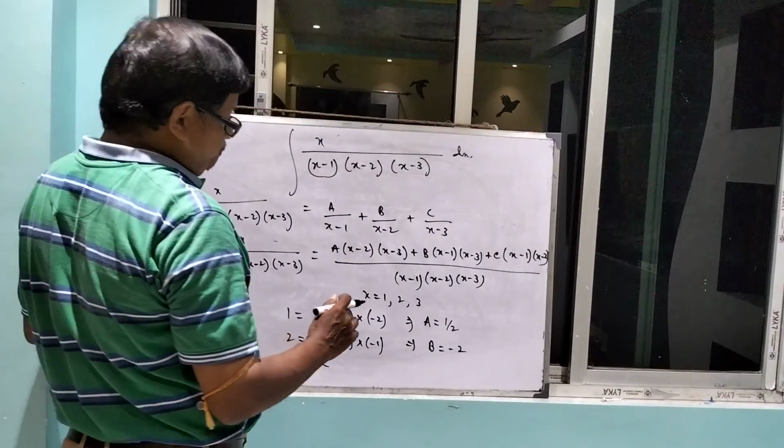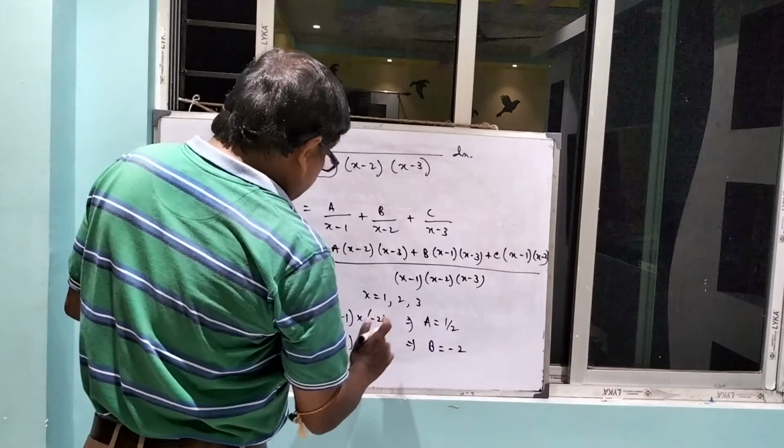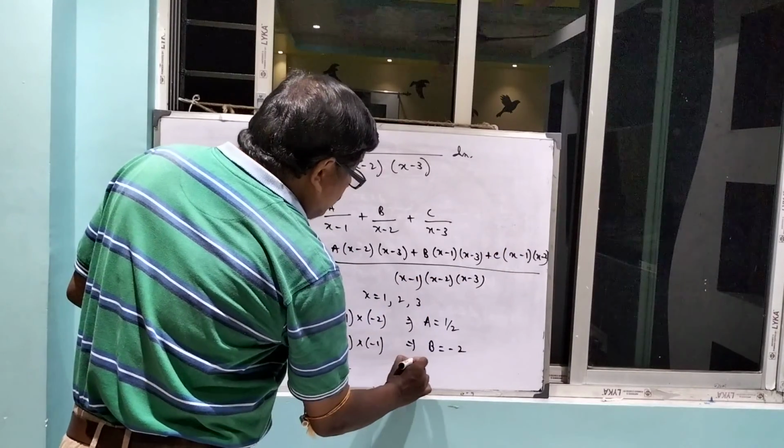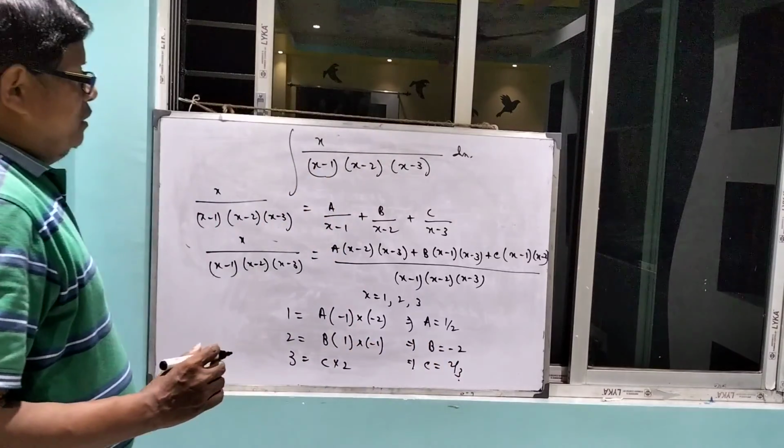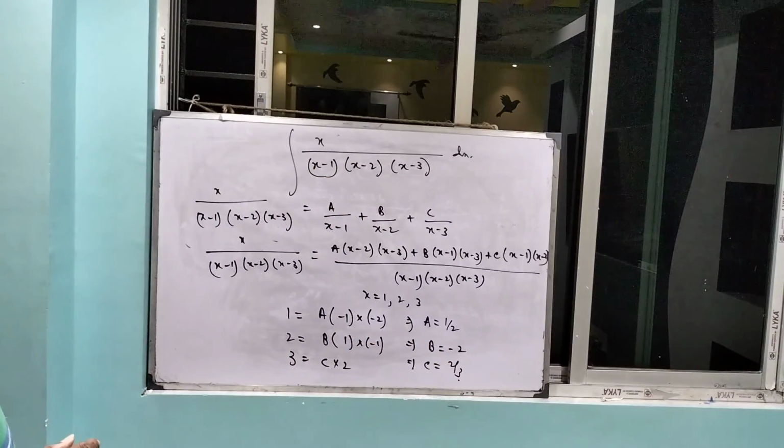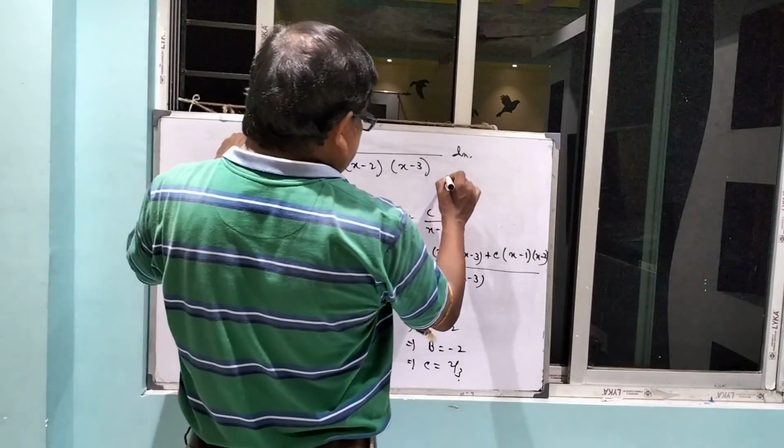So c, this is twice into 2. So write c equal to, we are getting 2 by 3. Okay, now this part, integration is there.